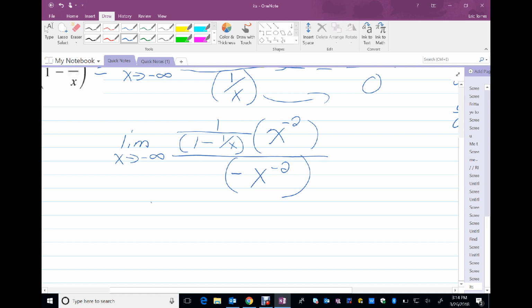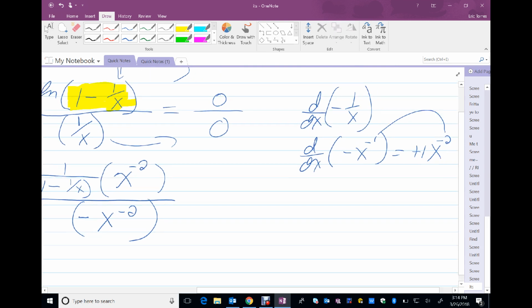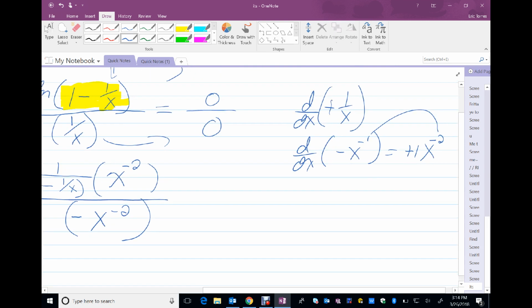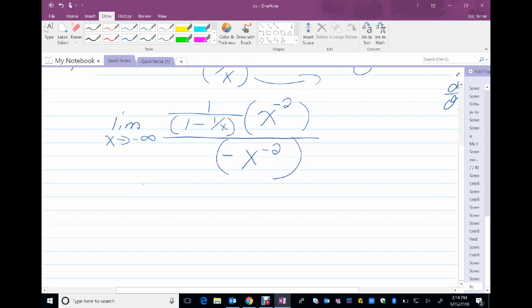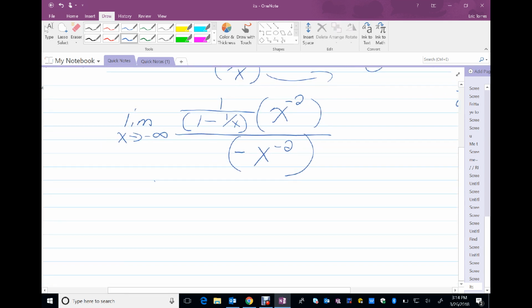Now, again, the derivative of 1 over x is going to be just the opposite sign. Positive, positive, opposite sign is negative. That means this top and bottom reduce out. However, I'm left with a negative 1 after I've done my reduction.